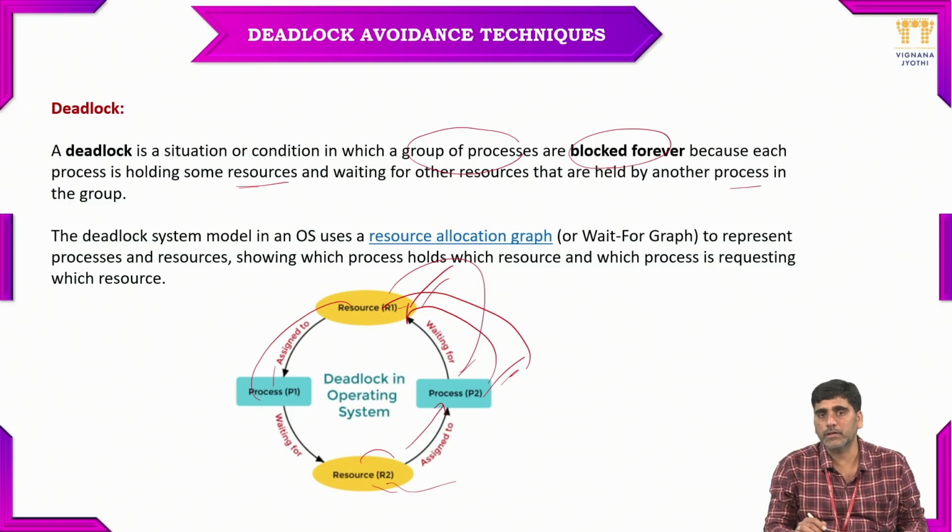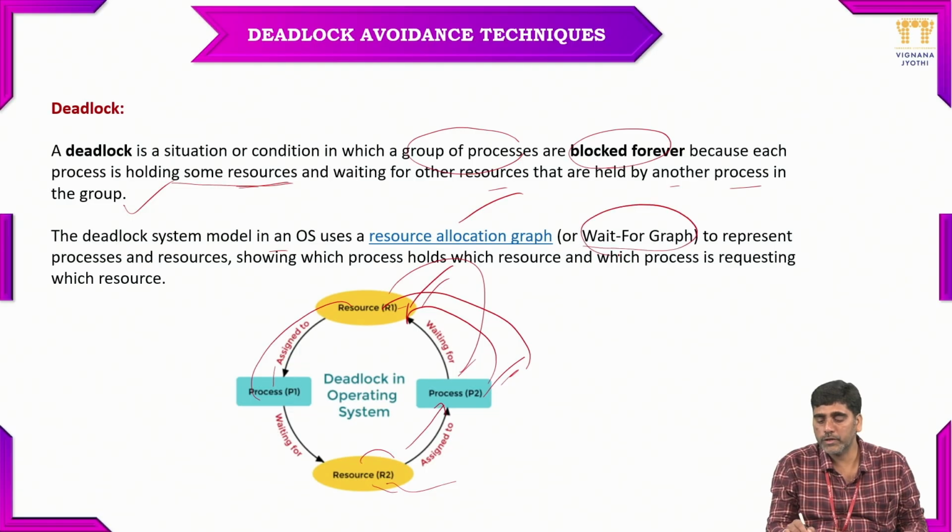At this moment the situation occurs, the collision occurs. That means one resource is being requested by two processes. A process is already assigned resource 1, but still it is looking for another resource which is already held by another process. That is why we say the process is holding some resources and waiting for other resources that are already held by another process in the group.